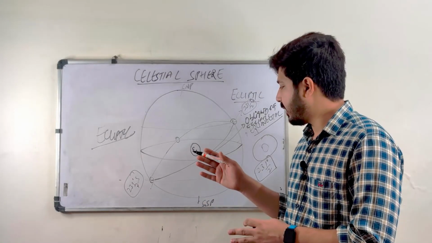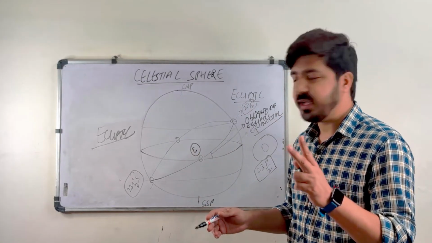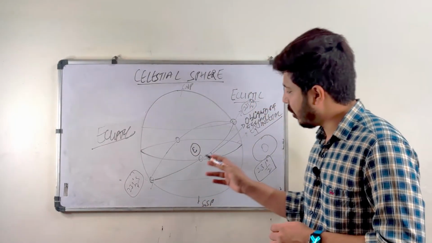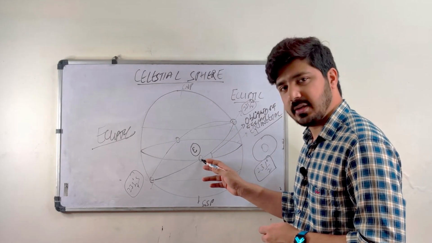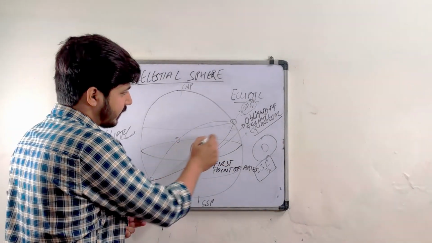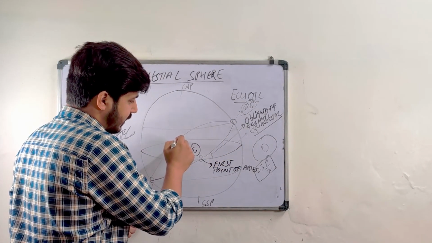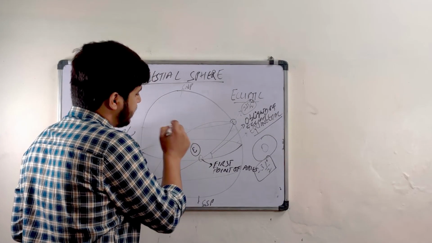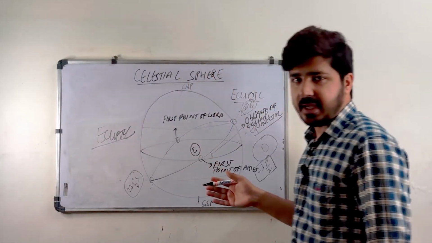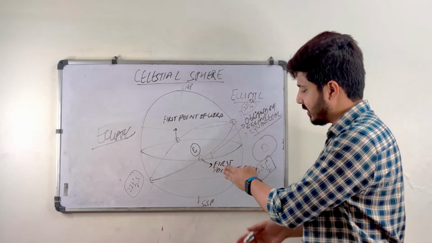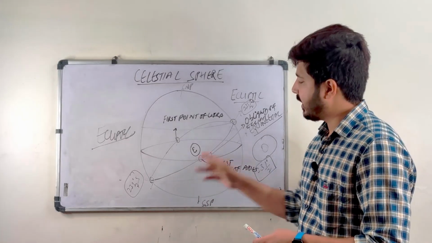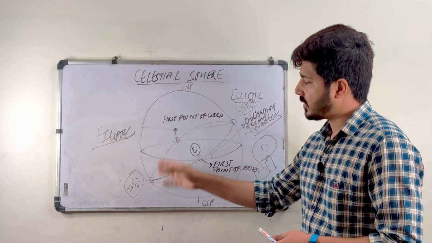Alright guys, you can see here that the ecliptic and the equinoctial are intersecting at 2 points, this one and this one. When the sun is going from south to north and intersecting the equinoctial, this point is known as the first point of Aries. And the other one, when the sun is going from north to south and intersecting at the equinoctial, is the first point of Libra. Most of the time in navigation we use this reference point, the first point of Aries. So you need to know what the first point of Aries is. It is simply the intersection of the ecliptic and the equinoctial when the sun is going from south to north.